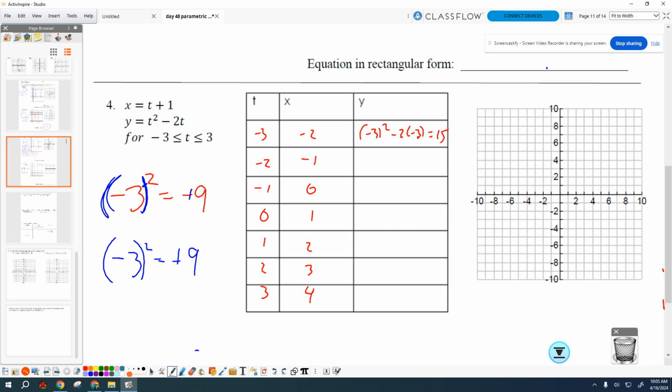Alright, plugging in time. Plugging in -2: -2 squared is 4, minus a -4, which is 8. Plugging in -1 for time, 1 minus minus -2 plus is 3. Plugging in 0 for time, 0. Plugging in 1 for time, what do I get for the y value? -1. So -1, 0, and 3.